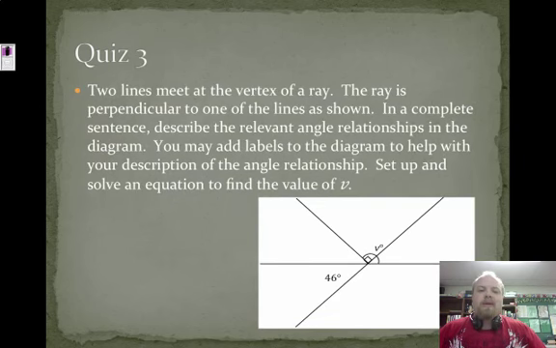And your last quiz question. 2 lines meet at a vertex of a ray. The ray is perpendicular to the lines as shown. In a complete sentence, describe the relevant angle relationships in the diagram. You may add labels to the diagram to help with your description of the angle relationships. Set up and solve an equation to find the value of V.